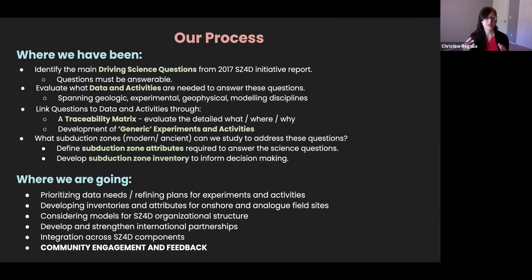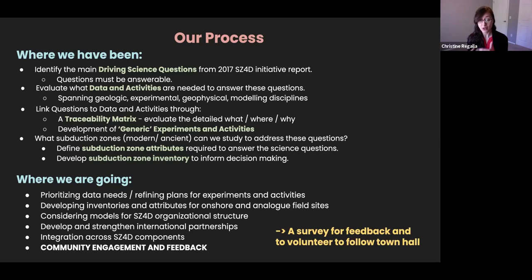All of these elements require community engagement and feedback. And so it's important to know that one of those modes is this town hall, but we're also going to be sending out surveys after this town hall because we're going to need specific volunteers and feedback on specific items as we move forward on this progress this summer.